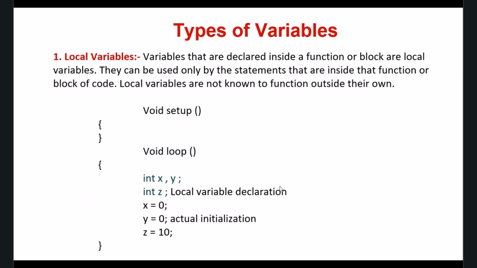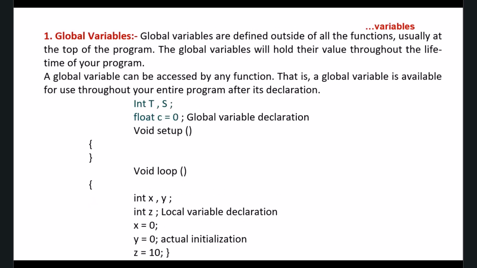Let's move further and talk about global variables. The global variables are defined outside of all the functions, usually at the top of the program. The global variables will hold their values throughout the lifetime of your program. So you can see here in your program, we have declared the global variables before writing any function. Here, int t, s, and float c are our global variables, which we declared before writing the void setup or the void loop function.